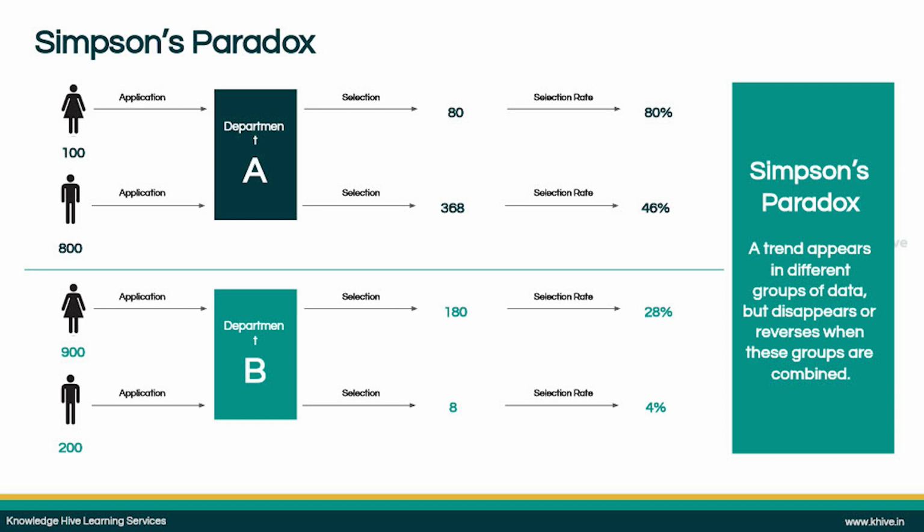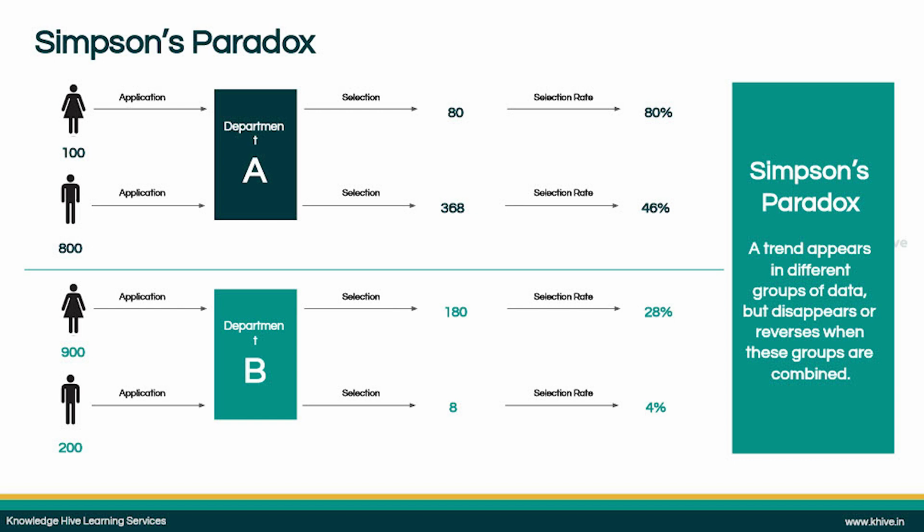There, 180 women were selected out of 200 applicants. A 90% selection rate for women in Department B. Very high. Compared to only 8 men selected out of 200 applicants. That's only a 4% selection rate for men in Department B. So in Department B, women had a vastly higher selection rate than men. This is Simpson's paradox in action. In both individual departments, women were selected at a significantly higher rate than men.